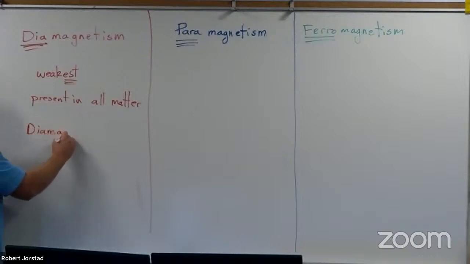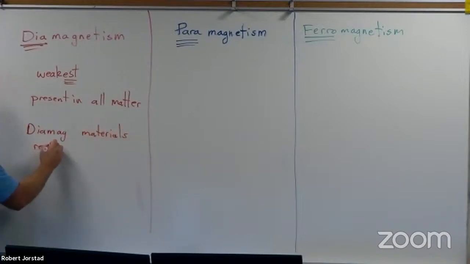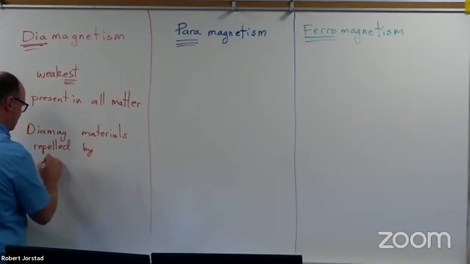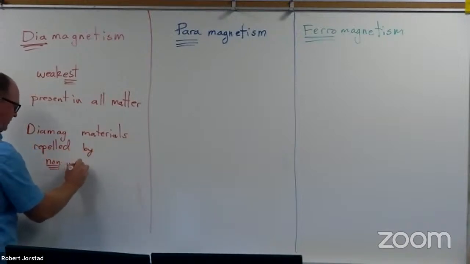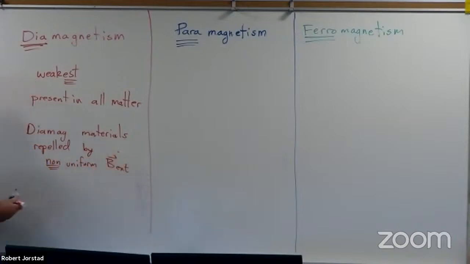We'll see diamagnetic materials are repelled by non-uniform external magnetic fields. You may want to underline this. What I mean is, if you bring a magnet near something, the magnetic field near a magnet is non-uniform. It spreads out, it warps. So if you bring a magnet near a diamagnetic material, you will actually see it pushed away.